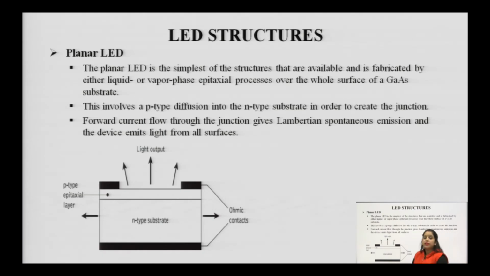Now, we are going to discuss the different LED structures. The basic one is the planar LED. It is the simplest of the structures that are available and is fabricated by either liquid or vapor phase epitaxial process over the whole surface of the gallium arsenide substrate.